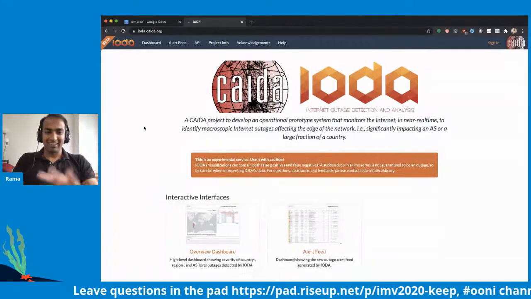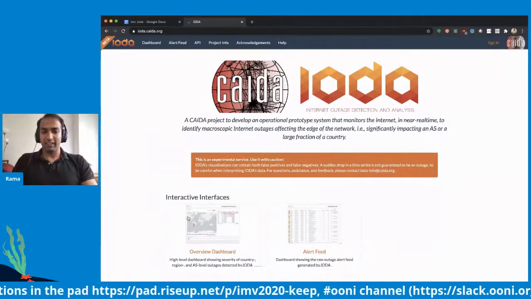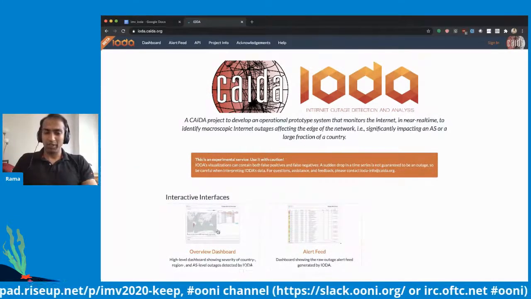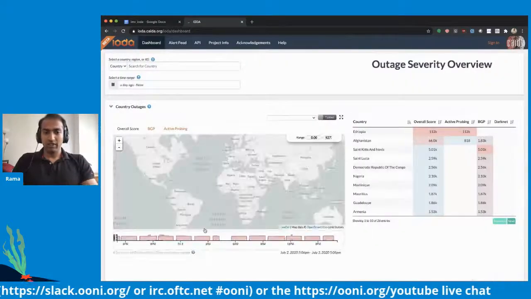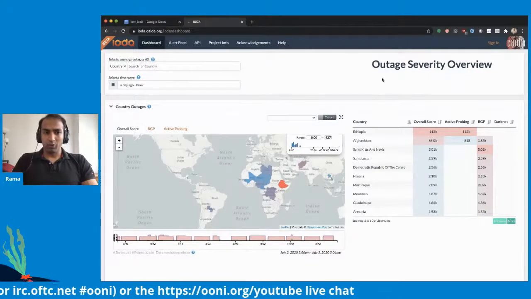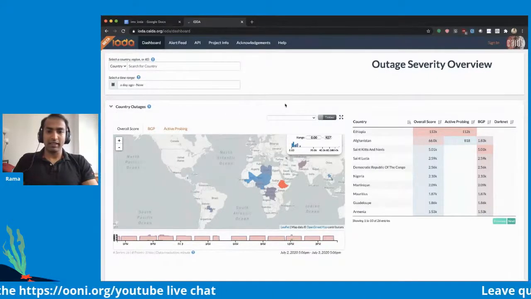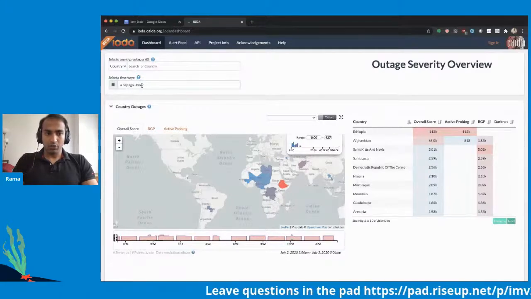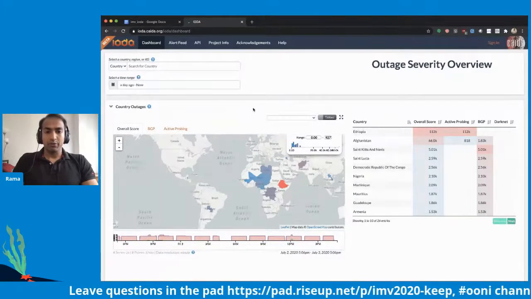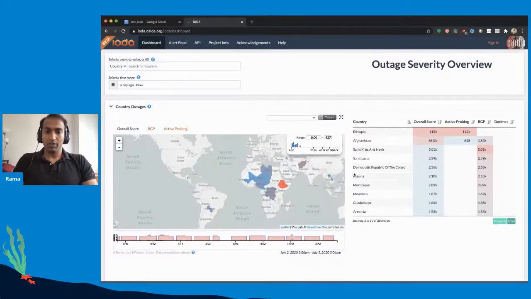Okay, so we were interested in whether there is a shutdown in Ethiopia on June 30. So let's look at the overview dashboard. Clicking on that link takes us to the overview dashboard, where we see by default, within the last 24 hours, so a day ago to now, which countries around the world have ongoing internet outages as detected by IODA.